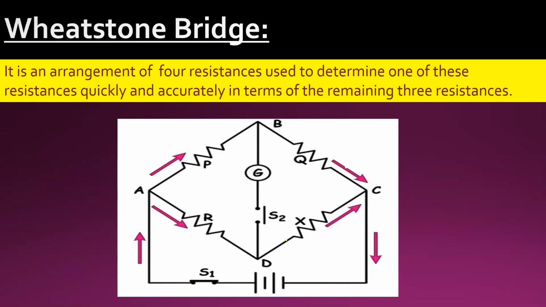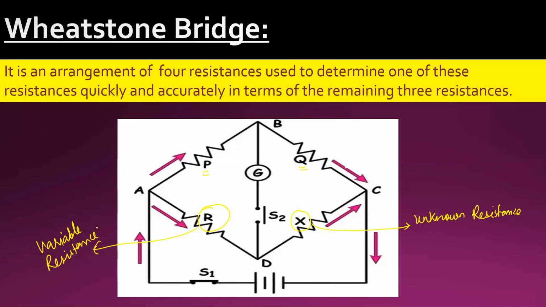In this bridge, P and Q are the given resistances. These two resistances are the given resistances. Suppose X is the resistance which is unknown to us, and we have to determine this unknown resistance. Here R is, suppose, a variable resistance which we can vary according to our calculations. So this bridge can be used to determine this unknown resistance X. How can we determine this unknown resistance X?